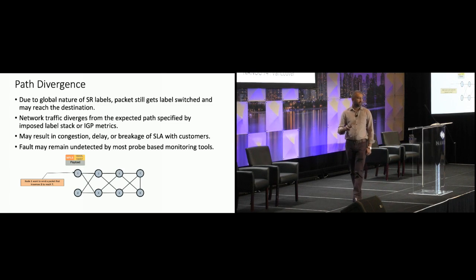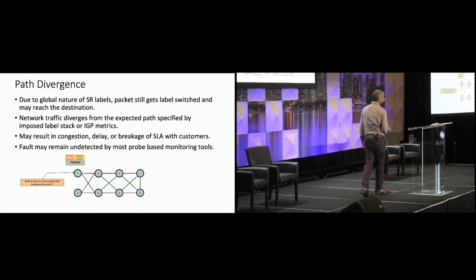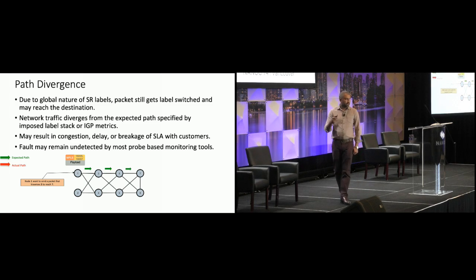It may take a path that is probably longer, or maybe introduce congestion in the network, or it may even break SLAs. So this is what I'm referring to as path divergence. So again, I'm going to highlight it using an example over here.